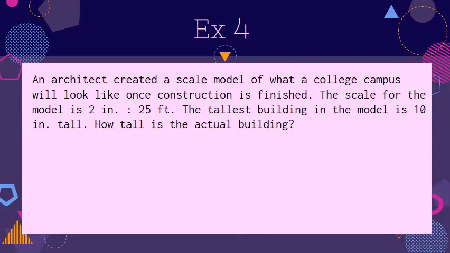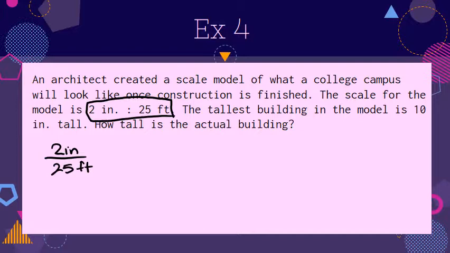All right, let's take a look at our second to last example. You don't have to write this down. You're just going to talk it out with me. An architect created a scale model of what a college campus would look like once construction is finished. The scale for this model is 2 inches to 25 feet. Hey, anytime you see the word scale, that creates a ratio. I have 2 inches to 25 feet. So I would write that down first on my homework.